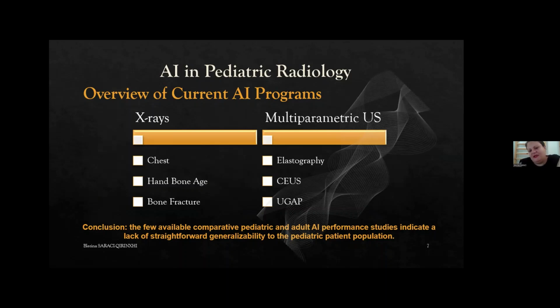But artificial intelligence also impacts ultrasound. In multiparametric ultrasound, we use artificial intelligence in elastography, CEUS, and UGAP. In conclusion, the few available comparative pediatric and adult performance studies showed a lack of strength for generalizability to the pediatric patient population.